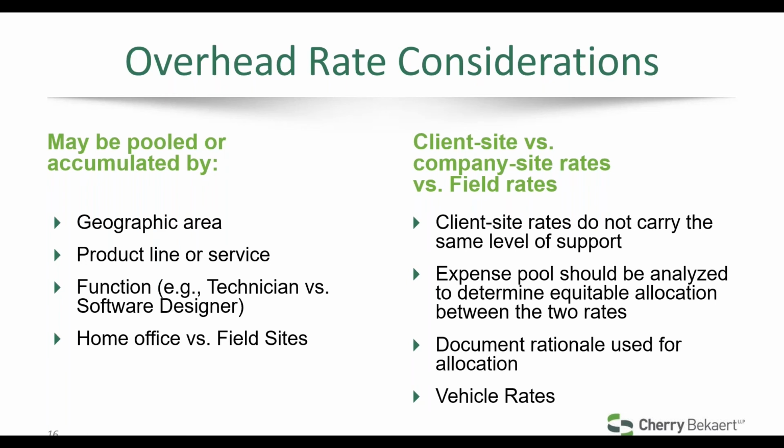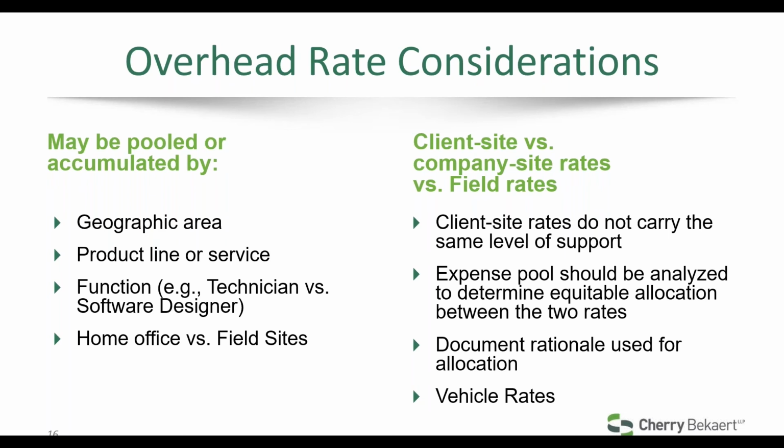Then other pools could be where people are actually working on those contracts, maybe a home site versus a field site. So this is in this last bullet, and then the client site versus company site versus field. This is where we commonly see a lot of different overhead pools when it comes to A&E firms, where there might be a field site versus a company site or a company office. You need to have the rationale on why you would create a separate overhead rate for a field site. It typically should follow where the people are performing the work, where they're receiving the benefit, and what types of costs they're receiving benefit from. But there should be an equitable allocation between the two rates. And of course, make sure to document those rates.